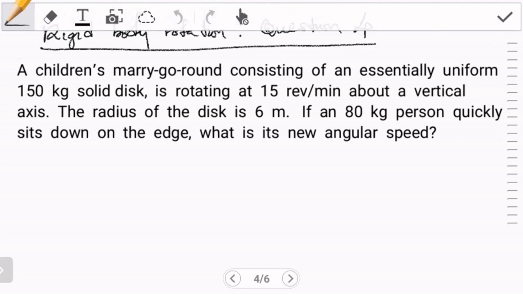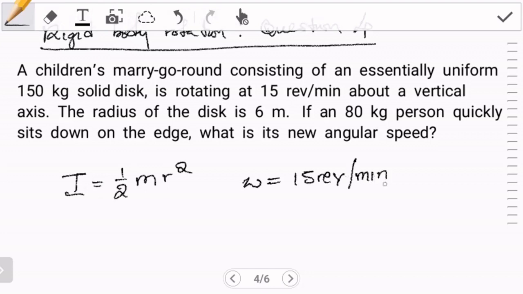So here we're talking about a merry-go-round that is made of a uniform solid disk. What that is telling us is we have to take into account the moment of inertia of the disk. And for a solid disk, I hope you know the moment of inertia is given by half the mass of the disk times the radius squared. Apart from that, they're saying it is rotating at an angular velocity of 15 revolutions per minute, about the vertical axis.